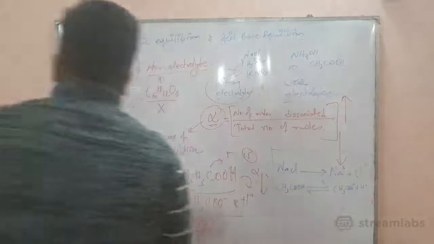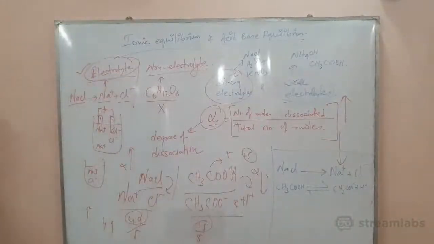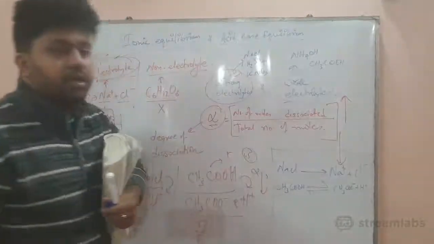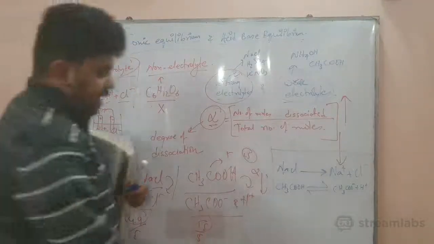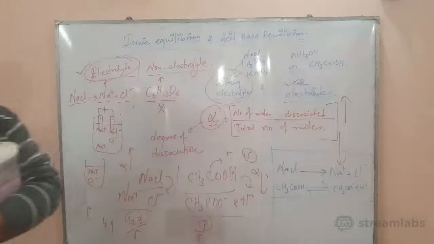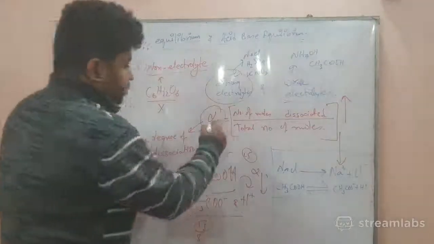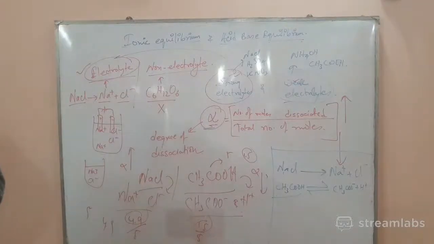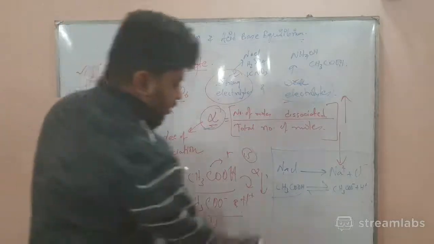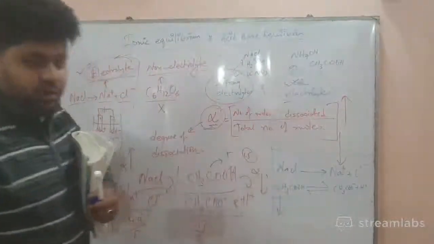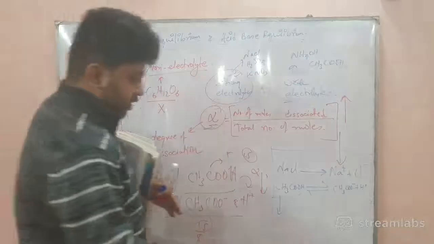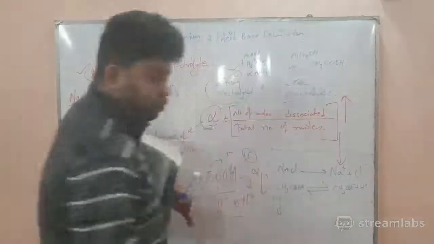Now, why this discrimination? In the case of a strong electrolyte you give a single arrow, and in the case of a weak electrolyte you give a double arrow. The reason is that its degree of dissociation is less. That's why the molecules which have dissociated will also tend to come back to their original state.